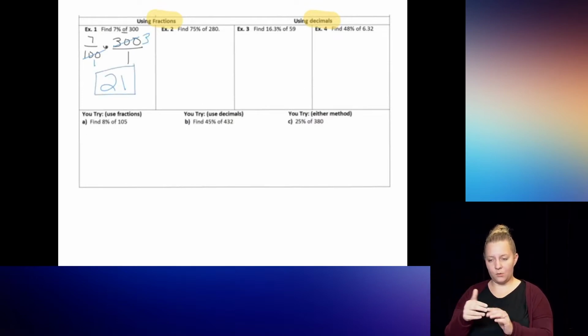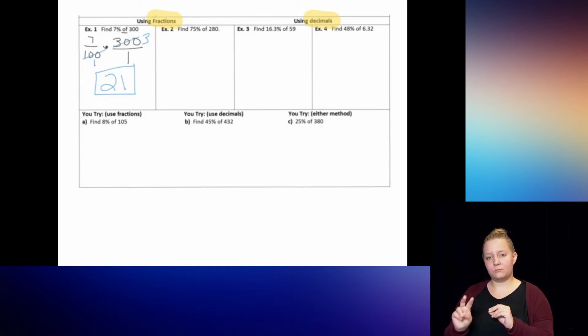Or you didn't have to cross simplify. You could have left the word of, and you could have said, well, I know that 1/100th of 300 is 3, because tenths, hundredths. But I don't want 1/100th, I want 7/100ths. So you could have taken that 3.0 or 3 times 7, and that would lead to your 21. All right, let's try example 2.